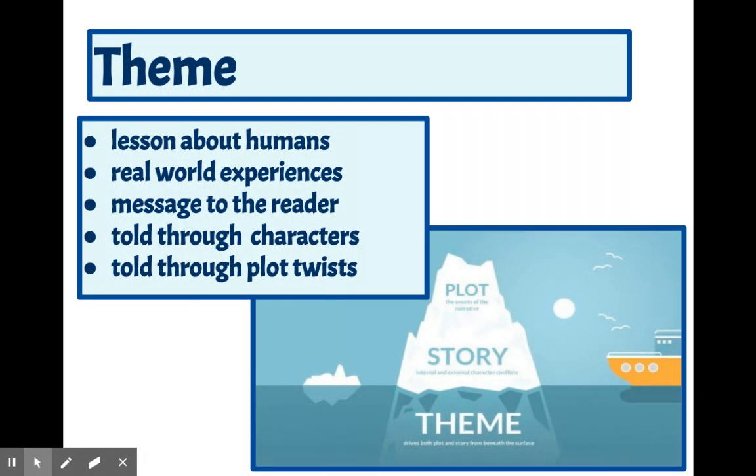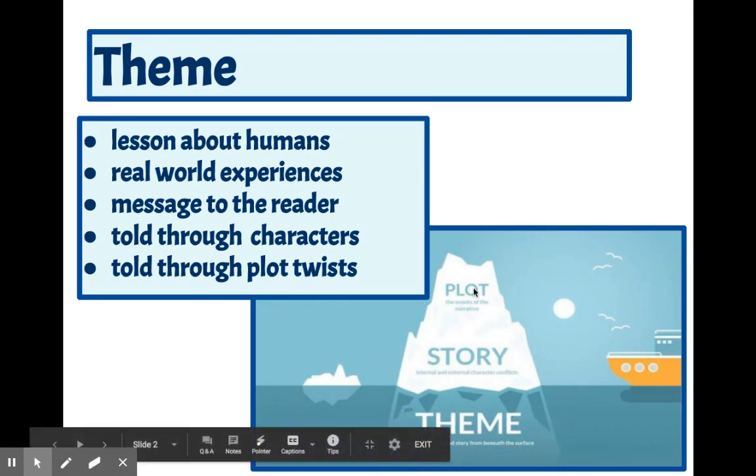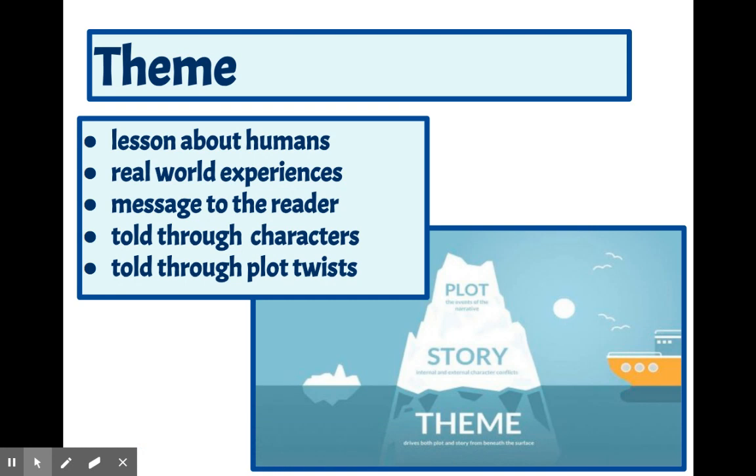The theme is the message, but specifically, it's a lesson about humankind, or what we call the human condition. So it has to do with real world experiences. It does send a message to the reader, and that message is told through the characters and the plot. So you have the plot of the story, like the tip of an iceberg, but underneath that, where you can't really see it because it's not exactly spelled out, that's where you find the theme. The theme is a message or a lesson that you have to derive from the story.